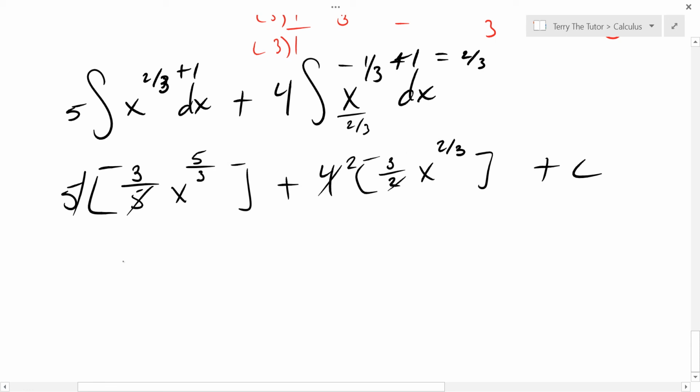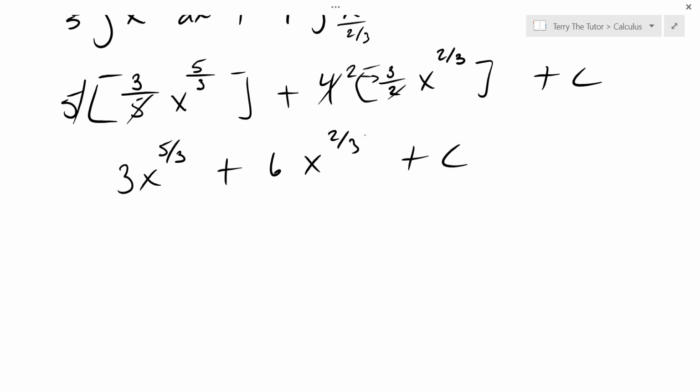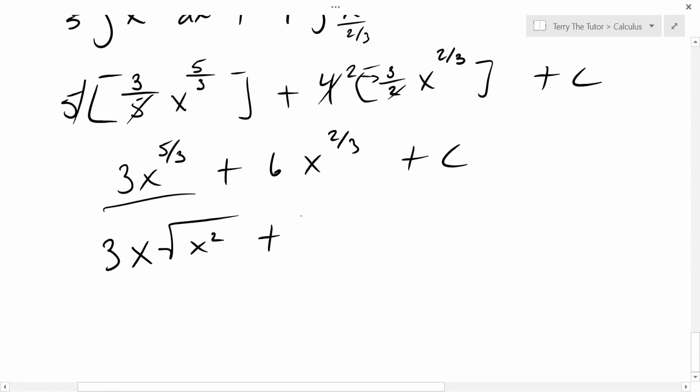So I've got 3x to the 5 over 3 plus, well, what is 2 times 3? That's 6. 6x to the 2 over 3 plus c. And we can reduce this a little bit more by putting it into radical form. And in this case, we're going to have to factor out an x squared from the third root. So we've got 3x, actually just an x, times the third root of x squared plus 6 times the third root of x squared plus c.